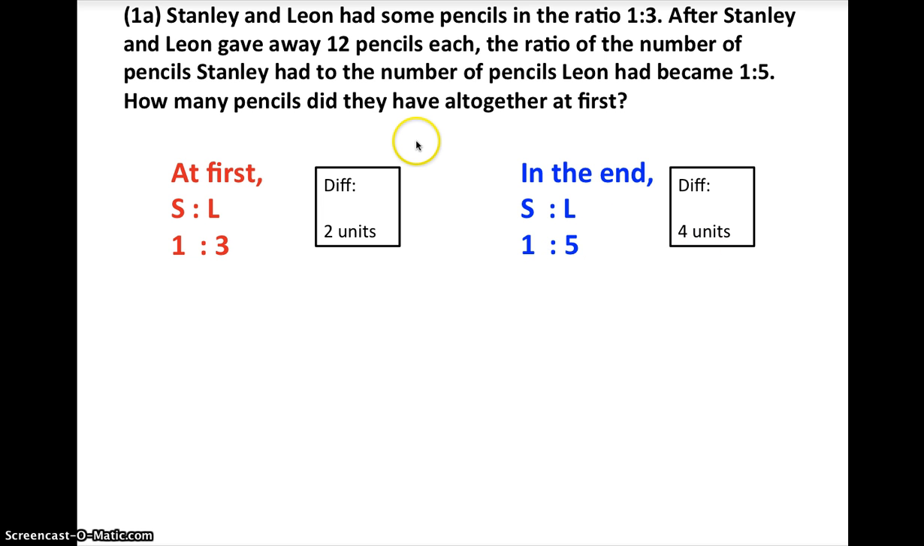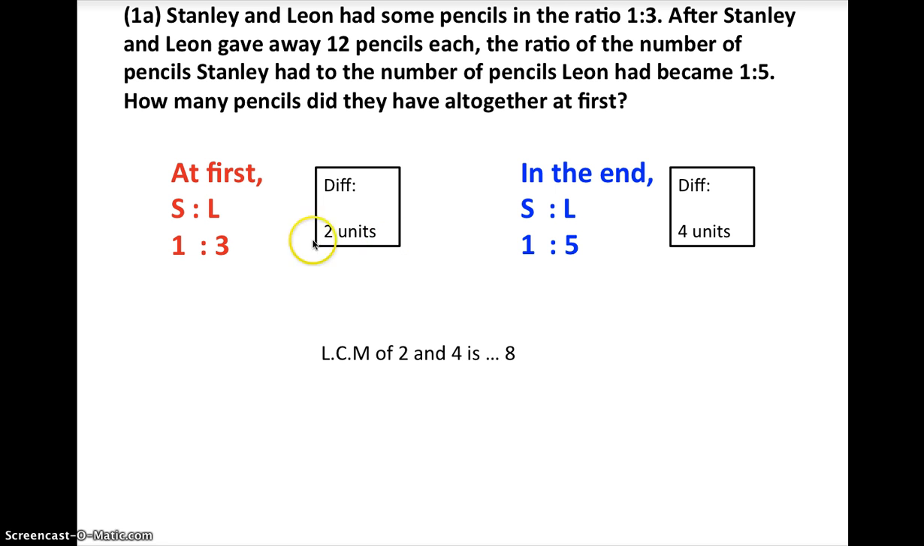But according to this question, both of them gave away the same number of pencils. So by right, their difference should remain constant. In order to find a constant difference, because now they are different, one is 2 units and the other is 4, we need to find the LCM of 2 and 4. If you have forgotten, LCM stands for lowest common multiple. The lowest common multiple of 2 and 4 is 8. So we are trying to make both the differences become 8.